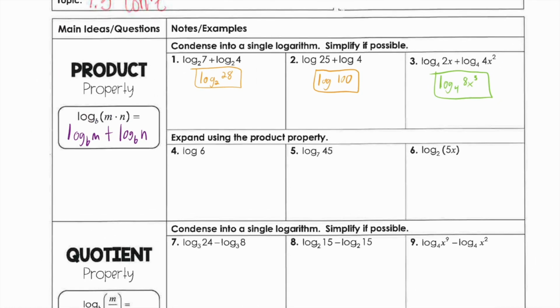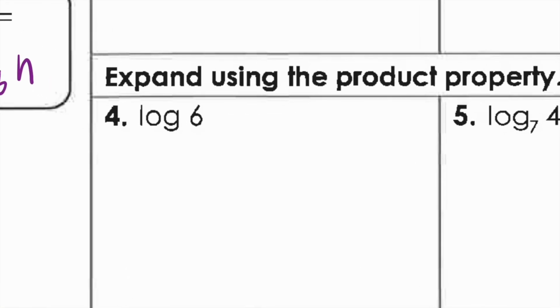On 4, 5, and 6, we're going to expand this out into separate logarithms. So on number 4, for example, log base 10 of 6, or log of 6, we are saying, okay, what could have multiplied to get to 6? Well, for example, we could have done log of 2 plus log of 3, where 2 times 3 is 6. That would work. You could also do 6 and 1, for example, if you wanted to. Those would be your two options.